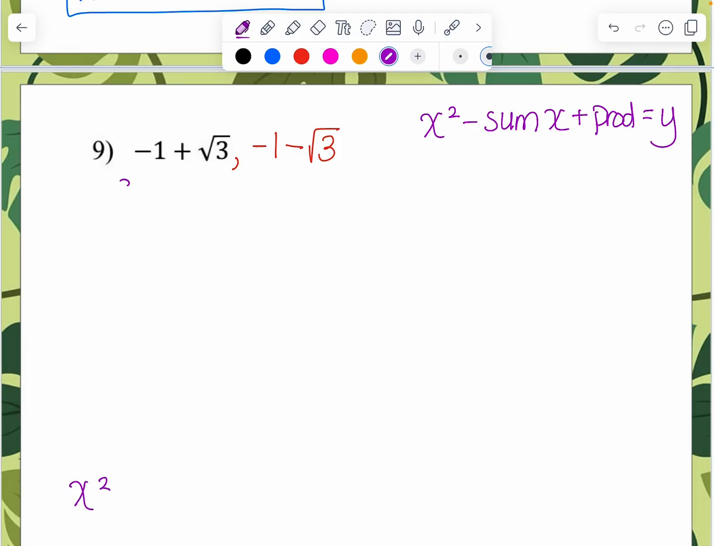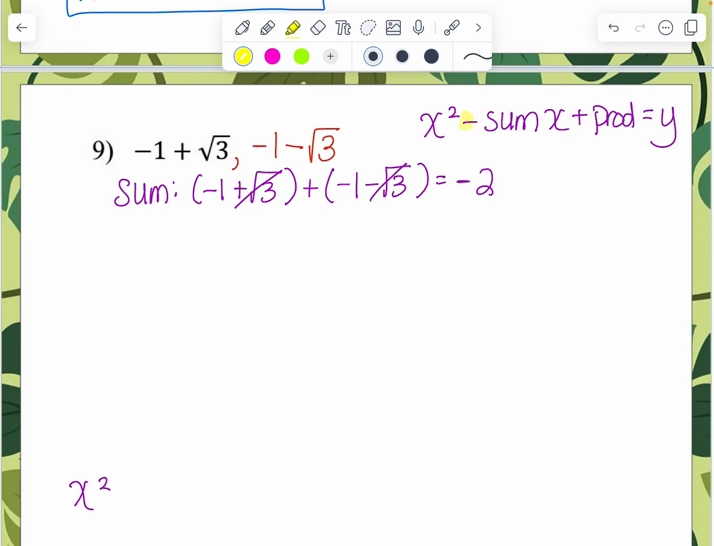And then I'm going to figure out the sum of -1 plus the square root of 3 plus -1 minus the square root of 3. So -1 plus -1 gives me -2. Square root of 3 minus the square root of 3 gives me 0. So now I've got -2. Well, right here it says I have to use the opposite of this sum. So the opposite of -2 is +2. We're going to add an x onto that because it's a b value, it's not a constant.